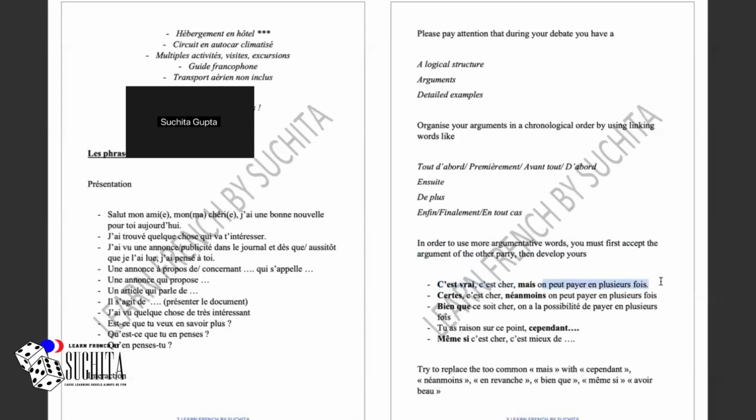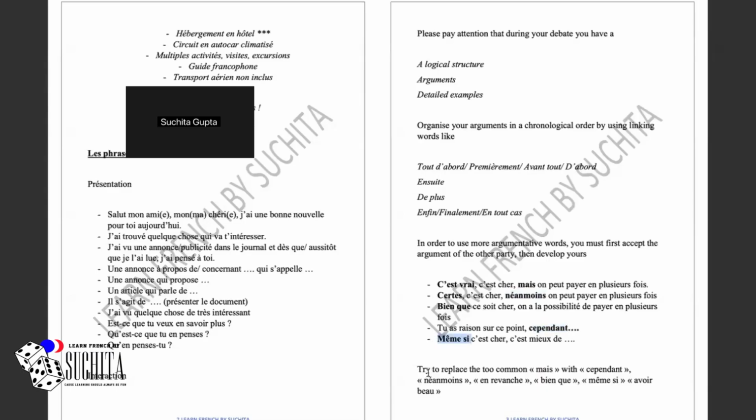Argument can be, on peut payer en plusieurs fois. You can pay in installments. Certes, c'est cher. Néanmoins... Now in upcoming classes, we are going to do certain more beautiful connectors. But right now, you can use the connectors which you know, like for example, mais, même si, even if. Use the ones which you know, right?